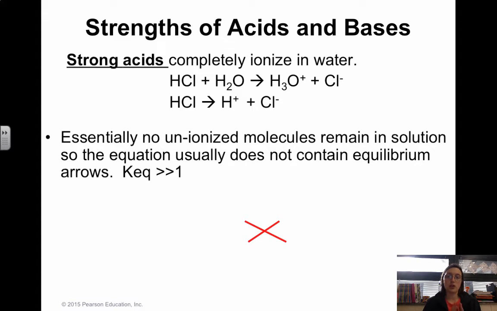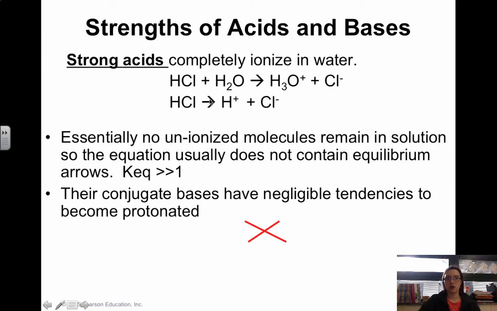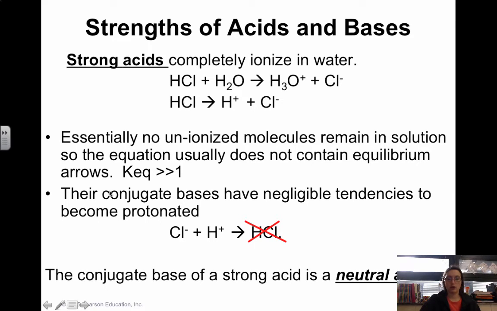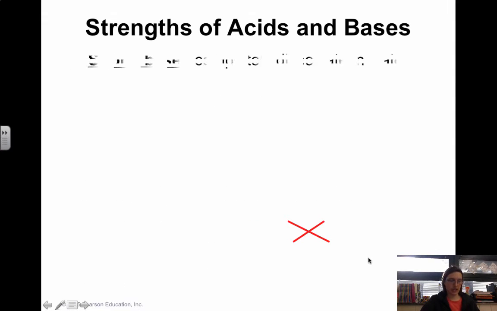So the equation usually does not contain equilibrium arrows. If it's a strong acid, it's a single arrow. That means Keq is much, much greater than 1. There are only products at equilibrium. Only H plus and Cl minus, no HCl. So their conjugate bases have negligible tendencies to become protonated. That means that their conjugate bases are not actually basic at all. They are neutral anions. Neutral in terms of basicity. So the conjugate base of a strong acid is a neutral anion.